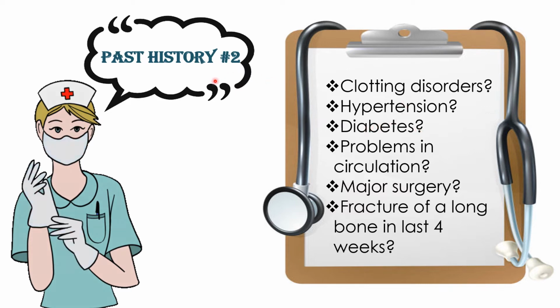So to continue with the past history, you also have to check for clotting disorders, hypertension, diabetes, problems in circulation, major surgery, or if the patient has a fracture of a long bone in the last 4 weeks. Because again, these are all prone to blood vessel problems, occlusion, or insufficiency.